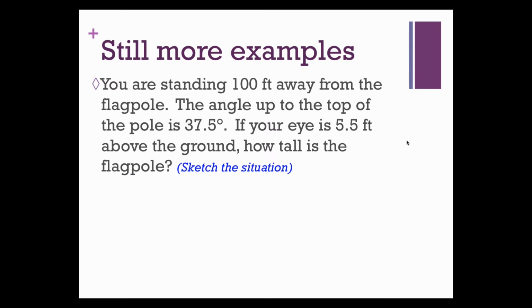You are standing 100 feet away from the flagpole. The angle up to the top of the flagpole is 37.5 degrees if your eye is 5.5 feet off the ground. So we're taking a more realistic approach here. You're not going to go outside and lay your eyeball in the grass and measure the angle. You're going to stand up straight and measure that angle up to the top of the flagpole. So solve for the height of the flagpole. I would suggest you draw a sketch first. And we'll make sure everybody's got the correct sketch before we proceed, because with the wrong sketch, we will be in a world of hurt.